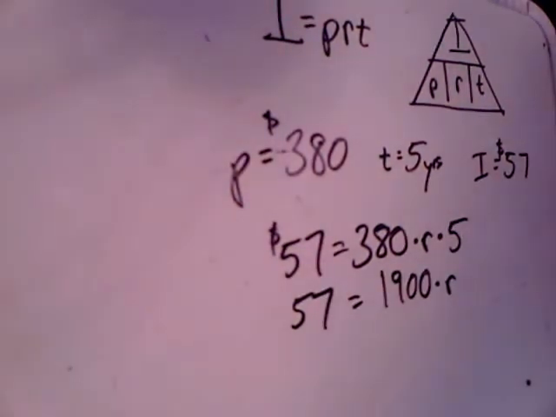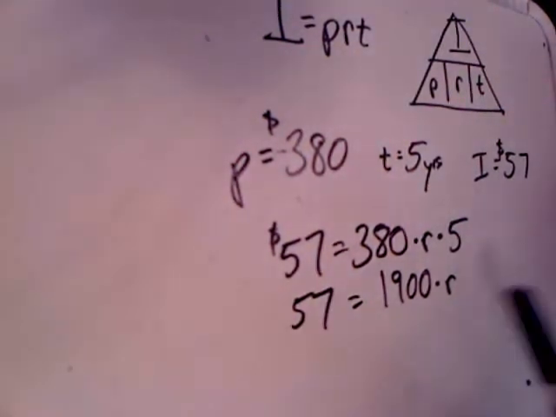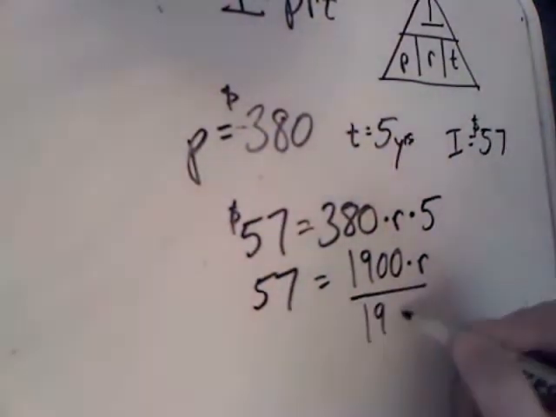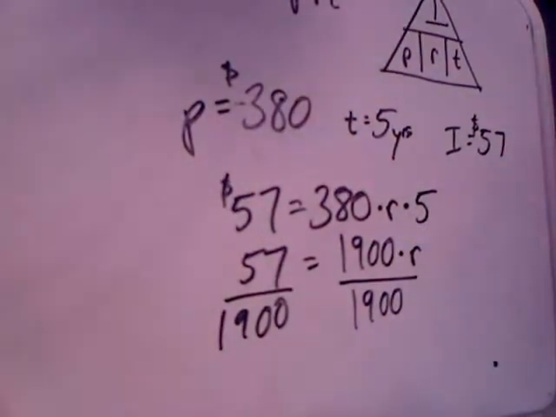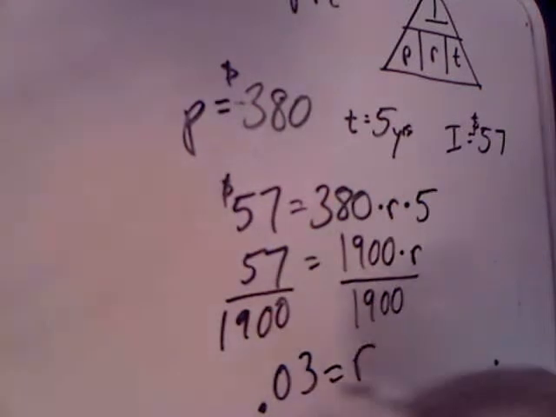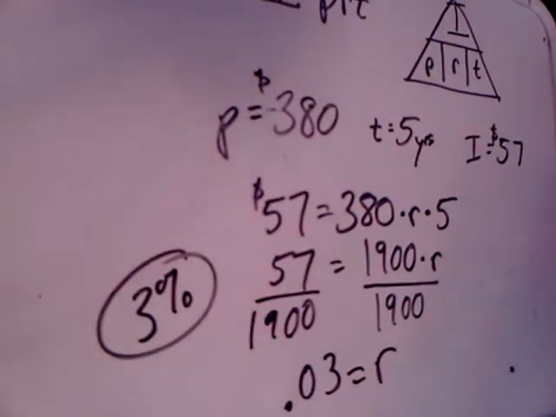And now what I need to do is get rid of this 1900. I need to get it away from the R. And in order to do that, I'm going to divide by 1900 on both sides. Why am I doing that? Well, I'm doing that because 1900 is attached to R and it's a multiplication problem. So I'm left with R on this side, which is the rate, and over here I need to divide 57 divided by 1900. And I'm going to end up with 0.03, which means that there was a 3% interest rate on that particular account.